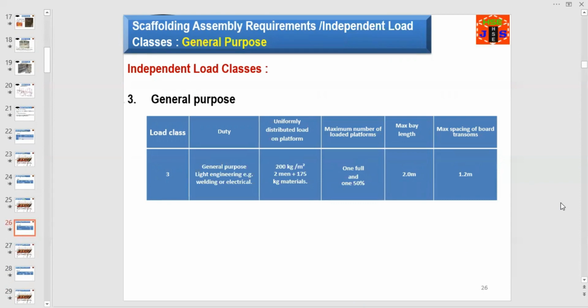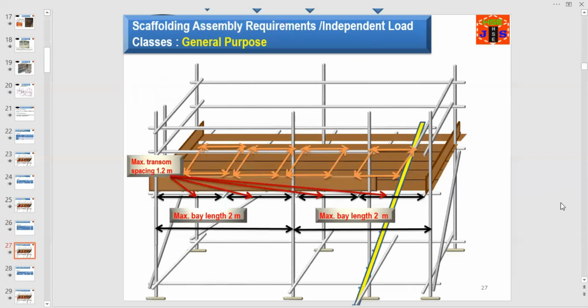Let us discuss now the general purpose scaffold, number 3 type. It is used for general purpose like light engineering, welding or electrical work. Load distribution on platform, 200 kg per square meter. 2 men plus 175 kg material can be kept on the platform. Here you can retain one loaded platform and one 50%. Maximum bay length 2 meter and maximum spacing of board transoms 1.2 meter. This is an example of general purpose scaffolding structure.